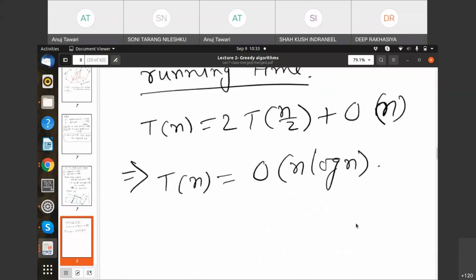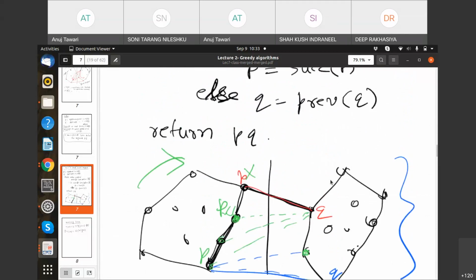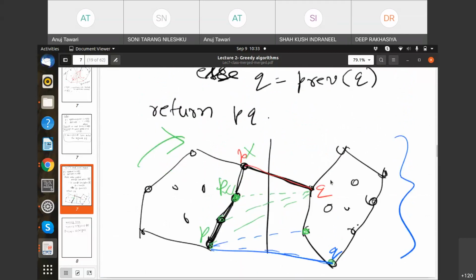Solve this recurrence. You have solved it already many times. You will get big O of n log n. So we get this big O of n log n time algorithm, which is good. And it is almost the best known for all possible algorithms.